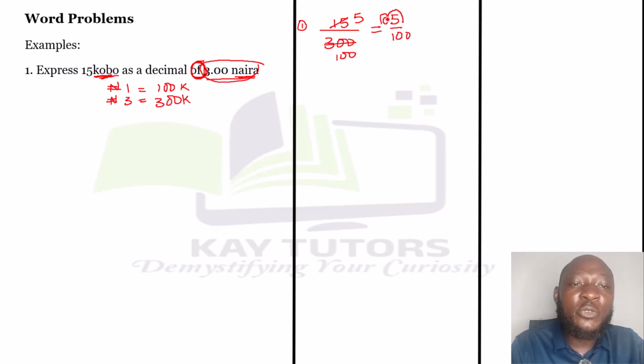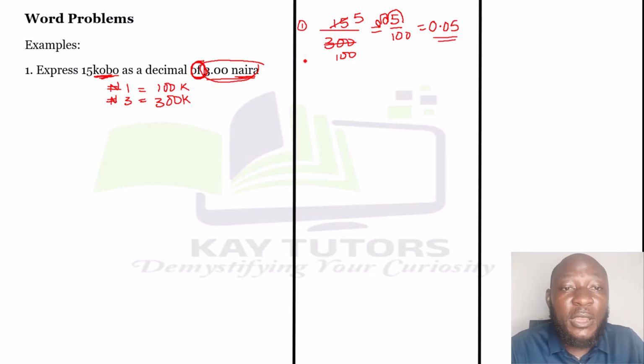So inside the gap, you replace it with a 0 and you hold your point with a 0 there. And our final answer here is 0.05. Let's try this another way. So we have 15 over 300.